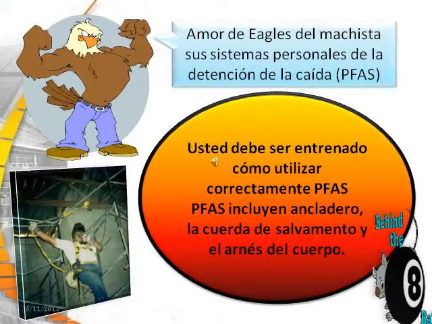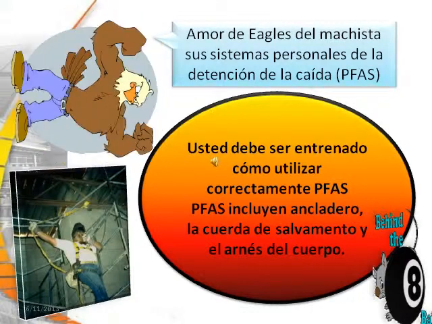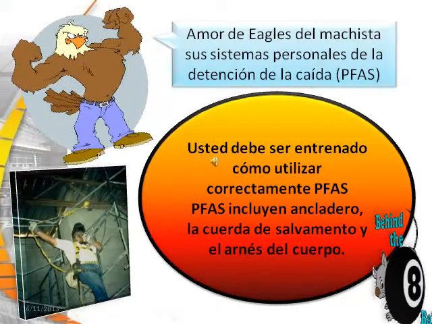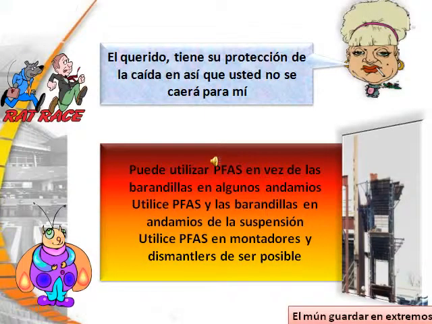Personal fall arrest systems. Each individual mounting the scaffold must be trained in how to properly use a PFAS. That includes anchorage, lifeline, and body harness. Fall protection includes using your PFAS instead of guardrails in some situations, using your PFAS and guardrails on suspension scaffolds, and using your PFAS on erectors and dismantlers where feasible.